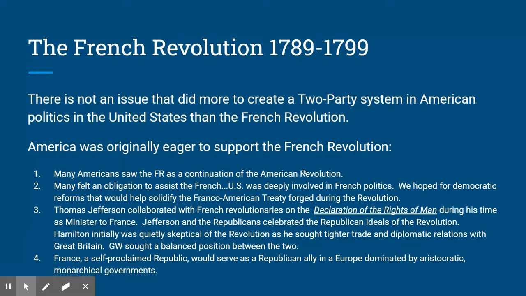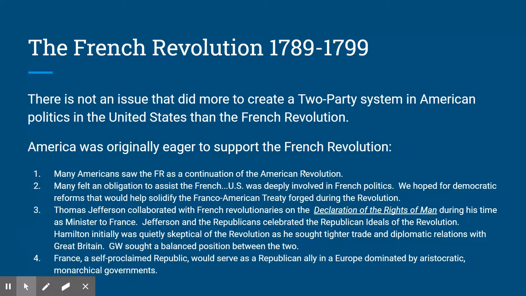So when the French Revolution broke out, America was originally eager to support the French. I mean, after all, number one, Americans saw the French Revolution as basically a continuation of ours. Many Americans felt an obligation to assist the French. The United States at the time was deeply involved in French politics.